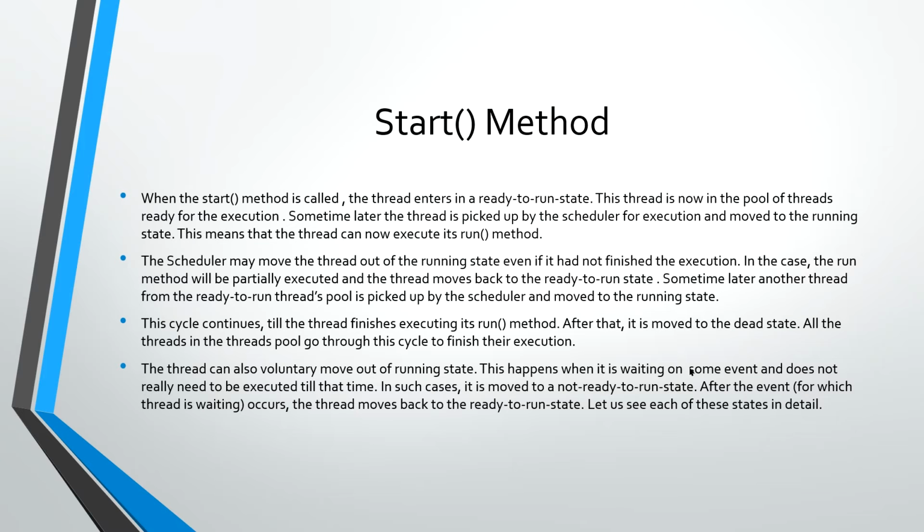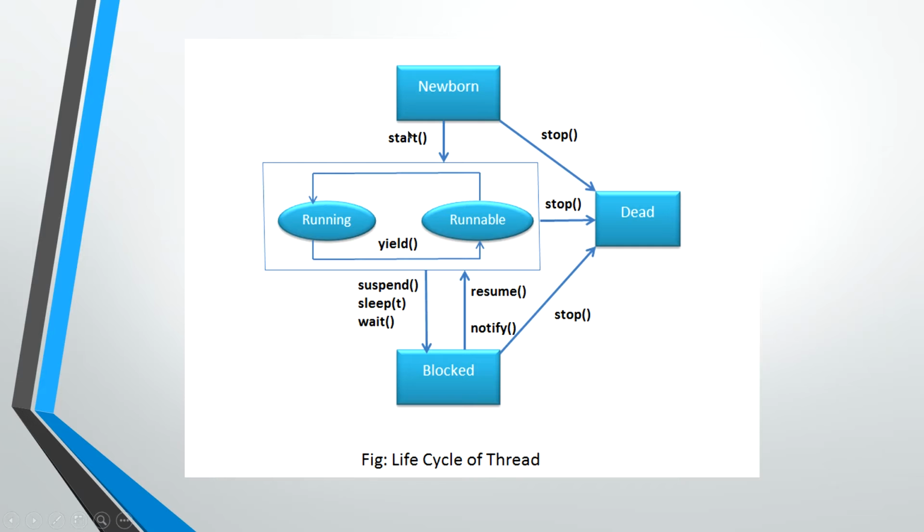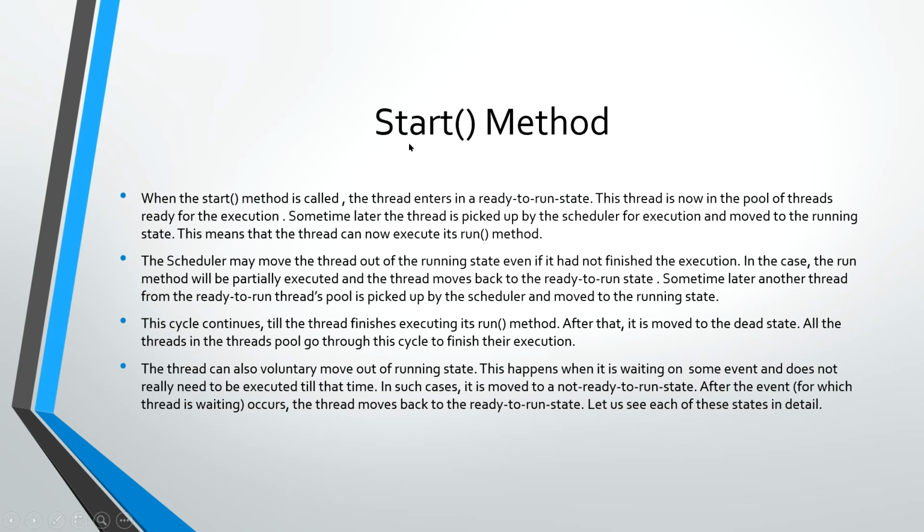Let us see what is the start method. When the start method is called, the thread enters the ready to run state. This thread is now in the pool of threads ready for execution. Sometime later the thread is picked up by the scheduler for execution and moved to the running state. This means that the thread can now execute its run method.